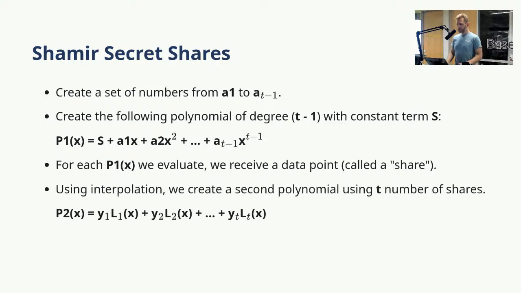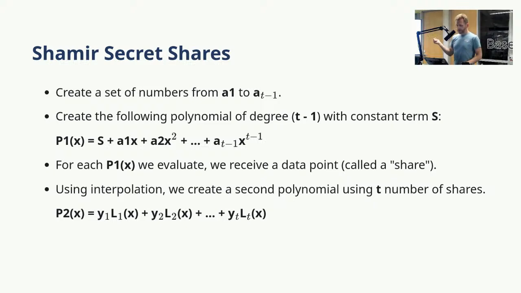But to do Shamir secret sharing, this is essentially the protocol. We create a set of numbers based on your threshold. So if you have a 3 of 5, then you would create a set of numbers with 3 numbers in it, just random numbers. You would create a polynomial off of these numbers. And then using interpolation, we can essentially create these shares, and we can use interpolation to recreate the secret.